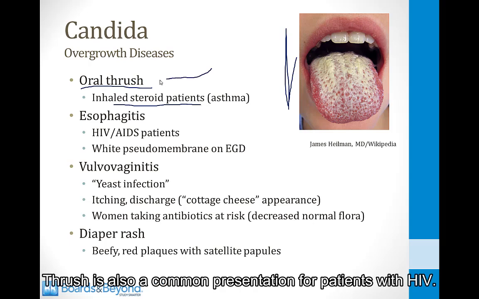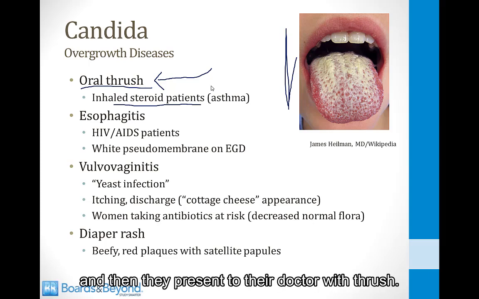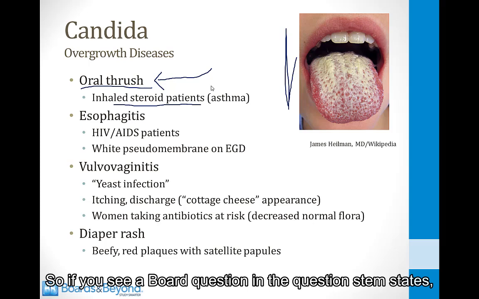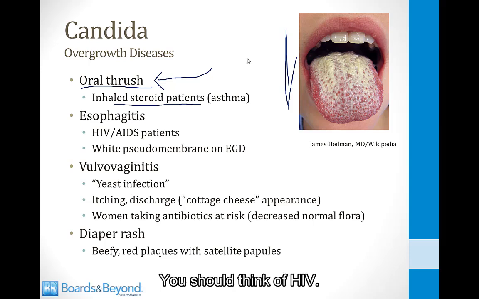overgrow. Thrush is also a common presentation for patients with HIV. They don't know they have HIV, and then they present to their doctor with thrush. So if you see a board question and the question stem states the patient is sexually active and now has thrush, you should think of HIV.